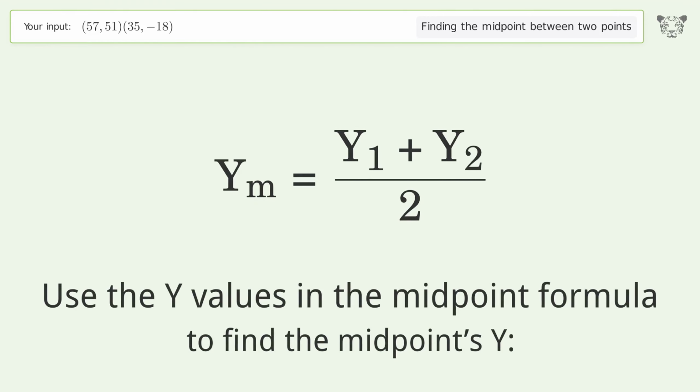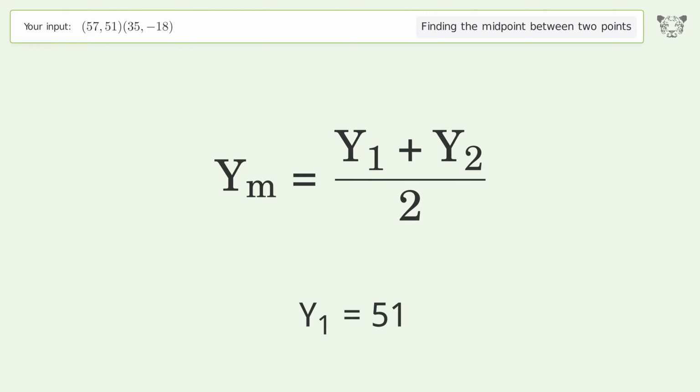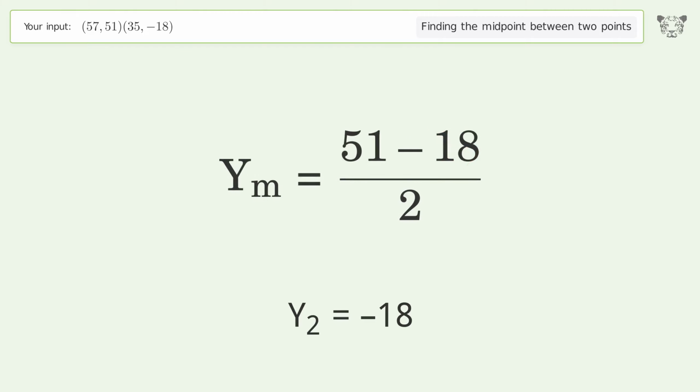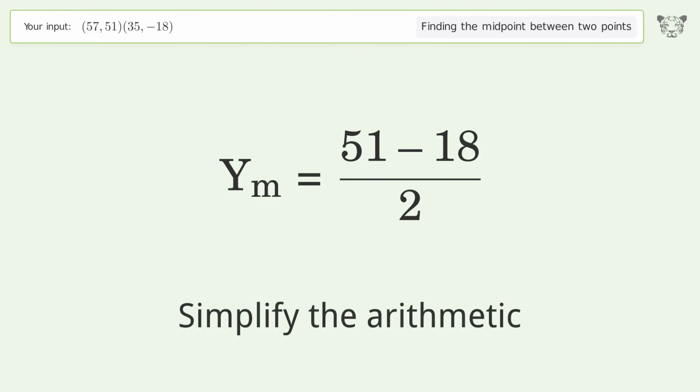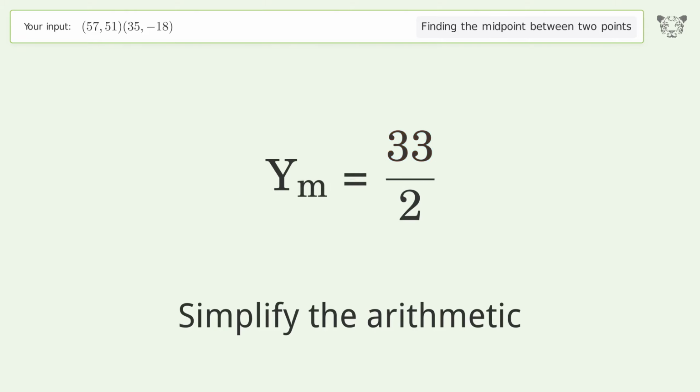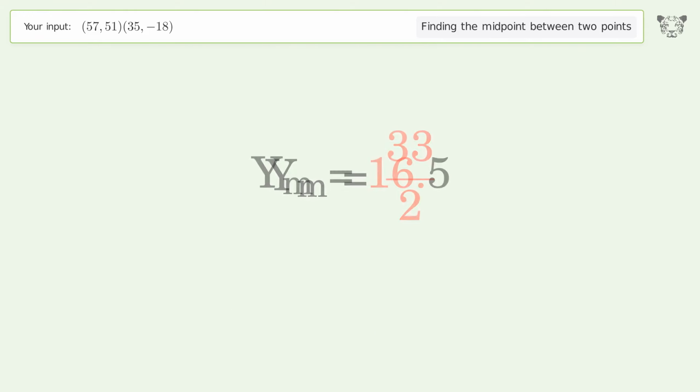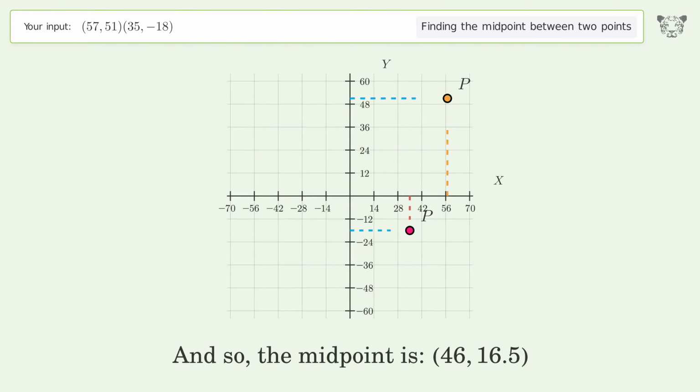Use the y values in the midpoint formula to find the midpoint's y. y1 equals 51. y2 equals -18. Simplify the arithmetic. And so, the midpoint is 46, 16.5.